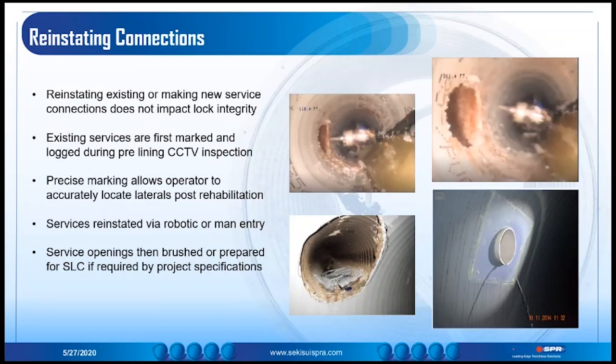Reinstating connections is very straightforward. We can reinstate existing laterals, as you can see in the upper left there. Just a standard cutter would go in and go to the location marked by the operator to reinstate it. We can also come in man-entry and mark it pre-lining for the larger applications. As you can see on the lower right-hand side, it would be an SPR TM lateral reinstatement. Industry-wide, agencies can vary from having no SLCs to using a variety of top hats or other types of means and methods in order to seal the lateral post-installation.